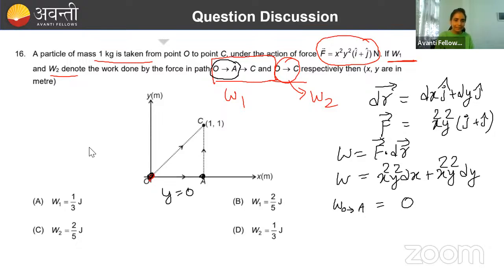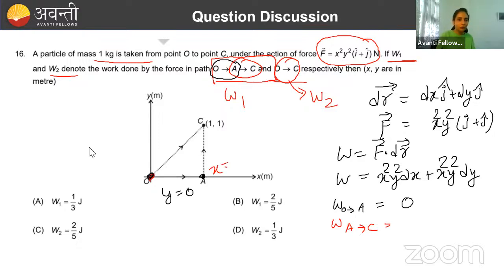Now, let's see the work done when particle is moving from A to C. Second one. Okay? So A to C. Now, when the particle is going from A to C, what is happening? Y is changing, but X is constant, right?